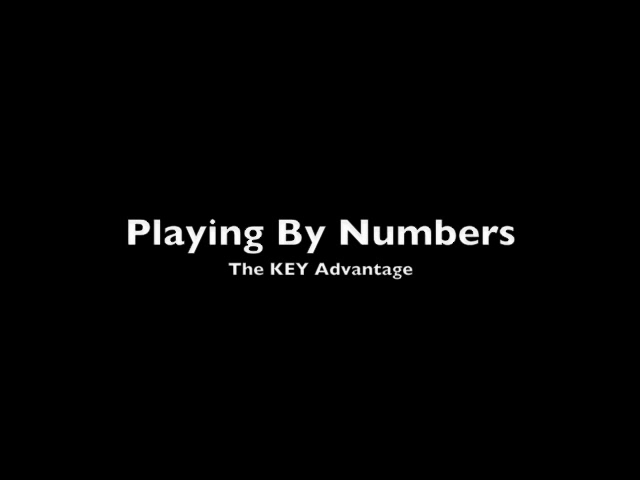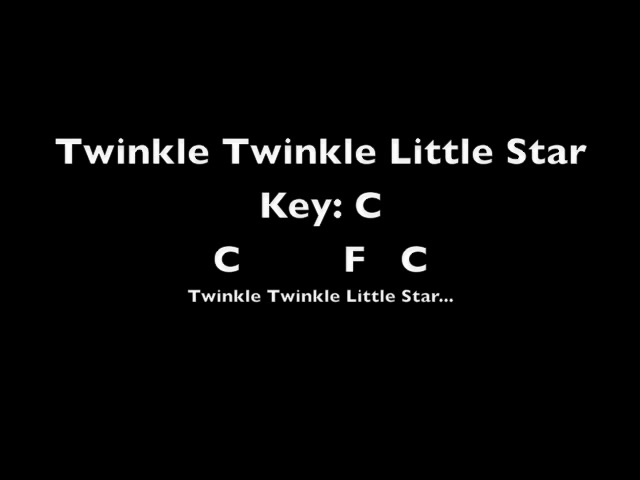You may be wondering why the Cordiker is designed with numbers. There are many benefits, and I'll show you one of them right now. Let's use the first line of Twinkle Twinkle Little Star as an example. Now, with a normal lyric sheet, you would see the chord in alphabet written on top of the lyrics.